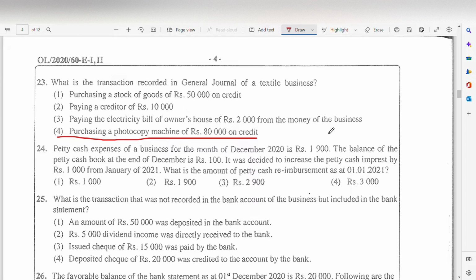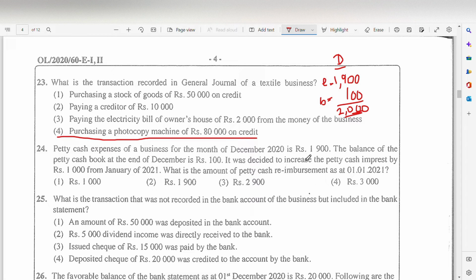Question number 24. Petty cash expenses of a business for the month of December is 1900. So let's make a note of it here. You have December, the expenses are 1900. The balance of the petty cash book at the end of December is 100. So which means your petty cash imprest for December is rupees 2000.